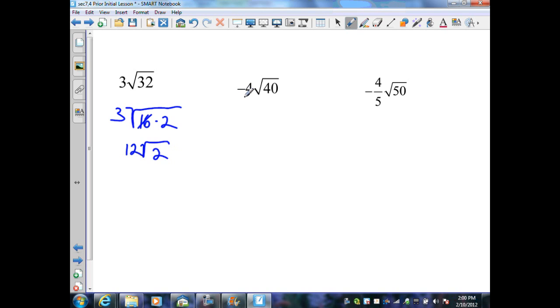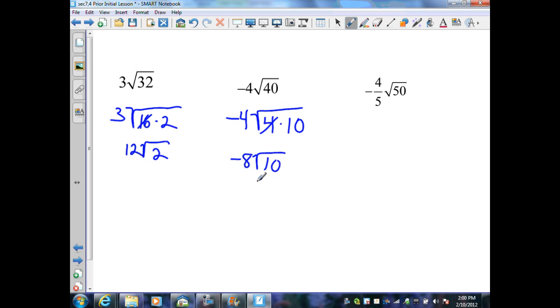My next problem, a negative 4 square roots of 40. I bring down my negative 4. The square root of 40 is not a perfect square. I break it into a product of its two factors, one being a perfect square. I'll pick 4 times 10. The square root of 4 is 2. 2 times a negative 4 is a negative 8.